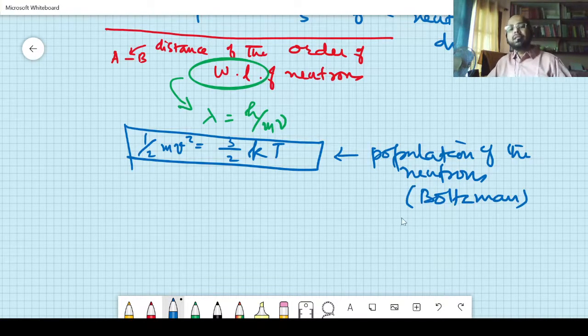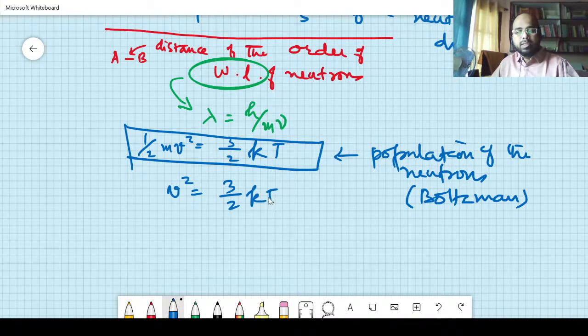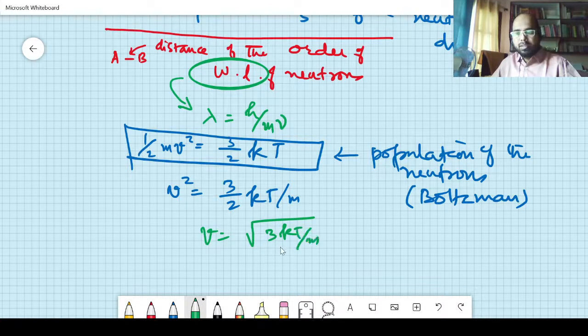Now, why do we need this? Unless you have a certain density of the population of the neutrons, you cannot make them available for bombardment. So this is a room temperature population of the neutrons, and therefore you can just calculate v square equal to 3 kT by m, and therefore you can get v equal to root of 3 kT by m. Okay, therefore mv is equal to root of 3 kT m.